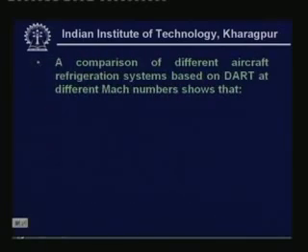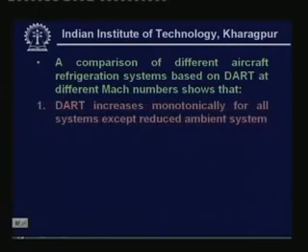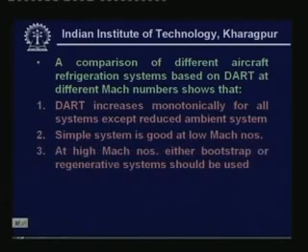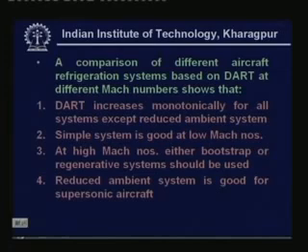And a comparison of different aircraft refrigeration systems based on DART at different Mach numbers shows that DART increases monotonically for all systems except the reduced ambient system. The simple system is good at low Mach numbers, and at high Mach numbers we have to use either the bootstrap system or the regenerative system, and the reduced ambient system is generally good for supersonic aircraft.